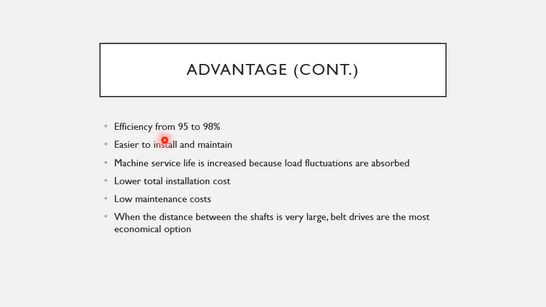Other advantages include that the efficiency is around 95% to 98%, easier to install and maintain. Machine service life is increased because load fluctuations are absorbed. Lower total installation cost, lower maintenance cost. When the distance between the shafts is very large, belt drives are the most economical option. So you know that the power can be transmitted from gears, but what is the drawback in this? They can transmit, but you cannot design very large gears if you want to transmit power at a very large distance.